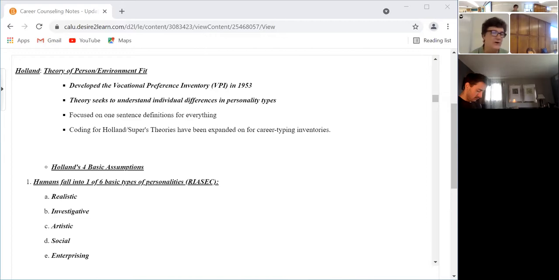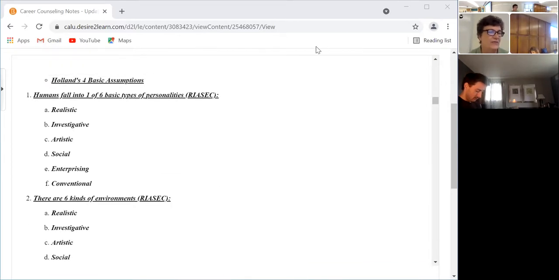So he started with 4 basic assumptions. The first assumption is humans fall into one of 6 basic types of personalities. It's a little confusing because it automatically put A, B, C, D, E, F. Ignore the letters in your notes. What you want to do is look at the first letter of each personality type. If you memorize RIASEC, however you want to pronounce it, you'll know all of the personality types. R stands for realistic, and I stands for investigative. A stands for artistic, social, enterprising, and conventional.